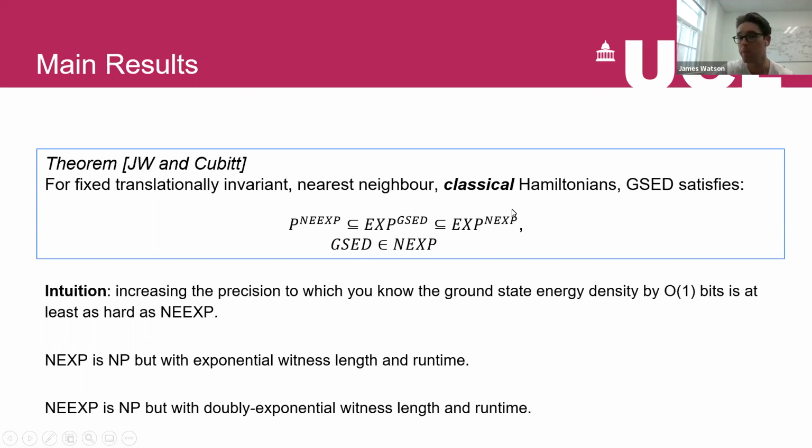And the way you should think of this is that increasing the precision to which you know the ground state energy density by a constant number of bits is at least as hard as NEXP. And in case it's not totally obvious, here NEXP, or NEXP, is NP but with an exponential witness length and runtime. And NEEXP, or NEEXP, is NP but with a doubly exponential witness length and runtime. If it's not totally intuitively clear what our results are saying, I think hopefully it'll become clearer if I give you an overview of what the proof looks like, which I'll try to do.